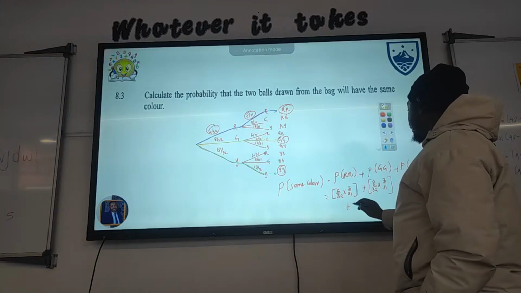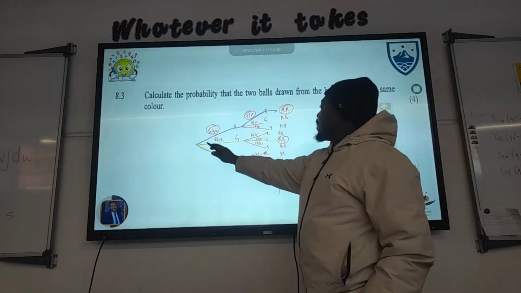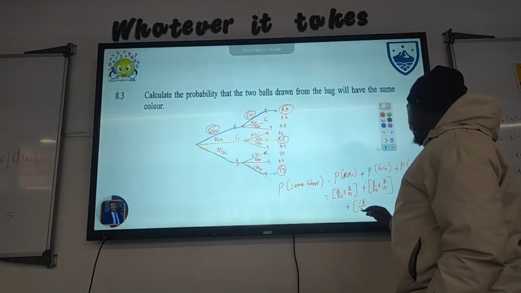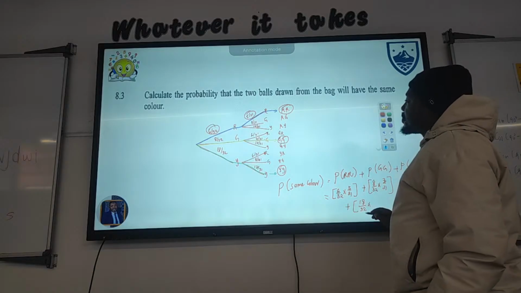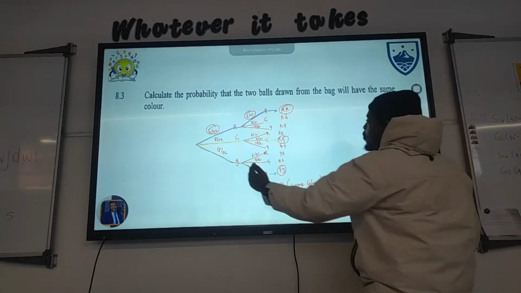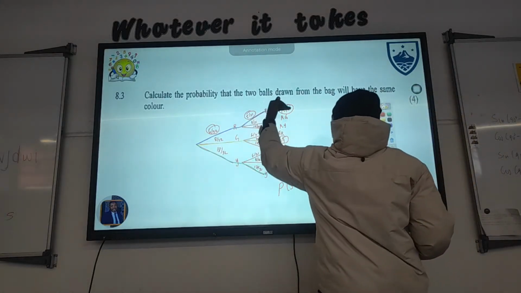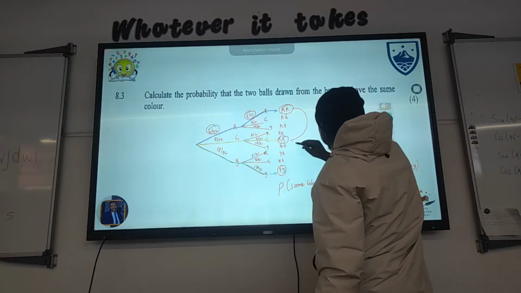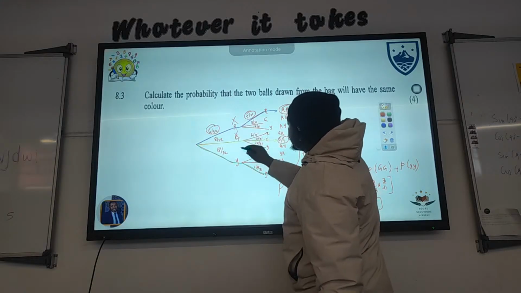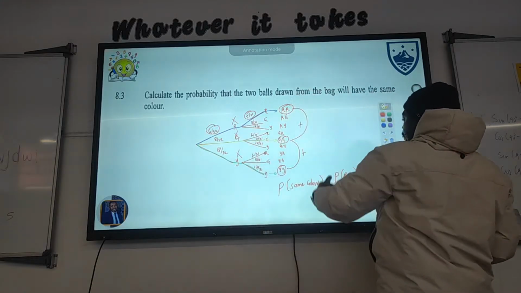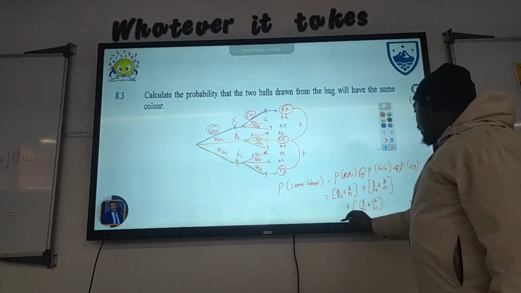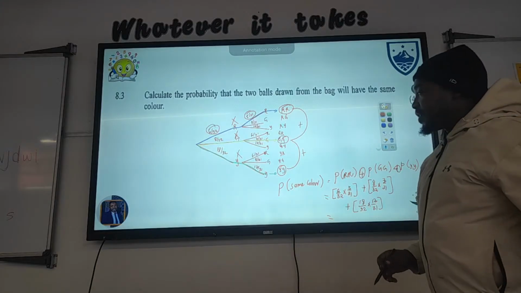And then plus the last one along this branch will be 18 over 32 multiplied by 17 over 31. So as you move along the branch, you multiply. When you move across the branches, you add. That's why we have actually added all of them. And then you press this in a calculator and you find the probability.